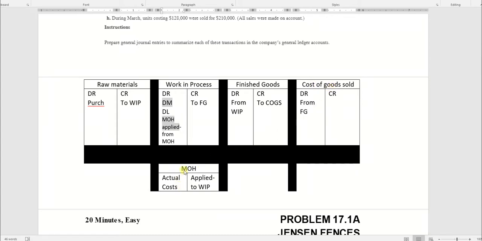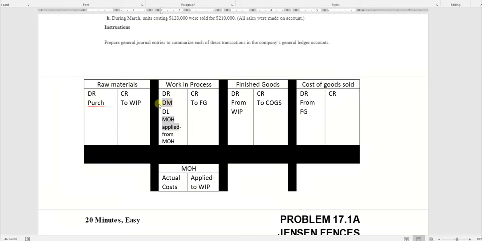I also have a T account of manufacturing overhead. So these are my debit and credit sides. Hopefully by now you know your debits and credits, so basically you can leave those off. But notice when I buy raw materials, it goes in with a debit, it goes out with a credit. So I purchase them with a debit, I transfer them to WIP. So this is going straight to there. So this number and that number will be the same thing.